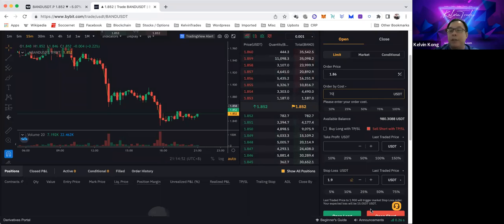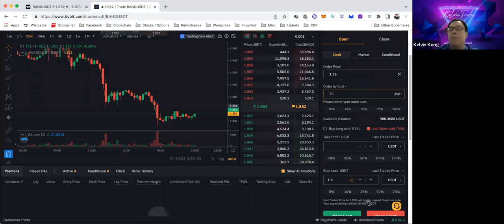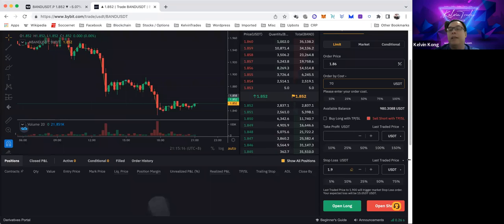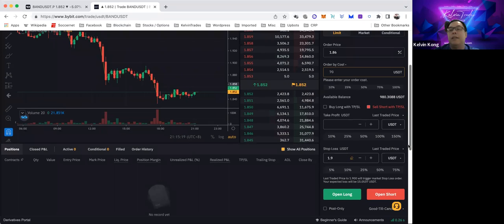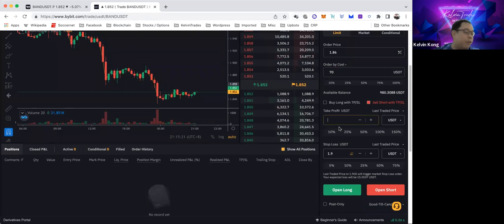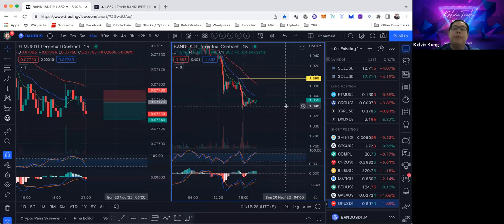If you put that, you will definitely exceed $50 if all the entries are filled. Remember, we cannot exceed 5% of our account size. We can go lesser, but we cannot go more. So 1.86, first order 70, stop loss 1.9. Take profit. Where do we want to take profit? Guys, where do we want to take profit?